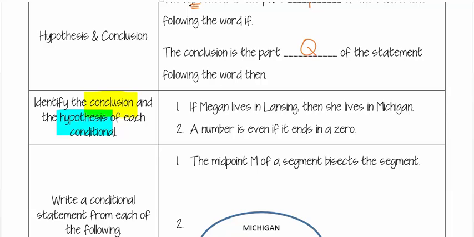So if Megan lives in Lansing, then she lives in Michigan. The hypothesis part of this is the if part. If Megan lives in Lansing, and then the conclusion, or our Q, is she lives in Michigan.